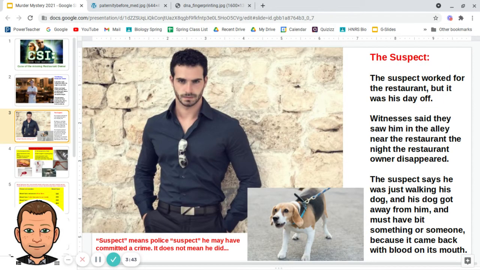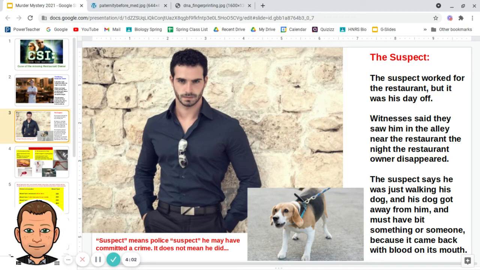Now, the police have brought in a suspect for questioning that they think may have been involved. The suspect worked for the restaurant, but it was his day off, so he wasn't at work that day. Witnesses said, though, that they saw him in an alley near the restaurant the night the restaurant owner disappeared.